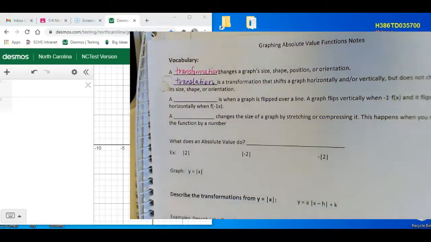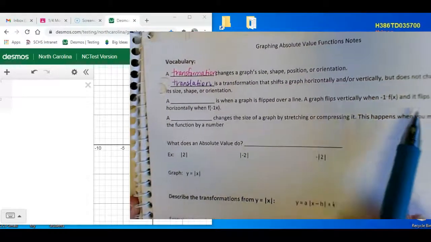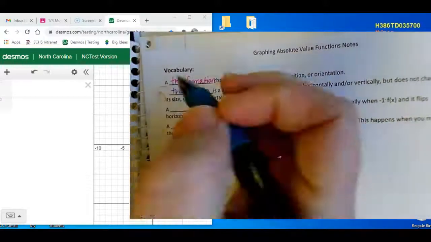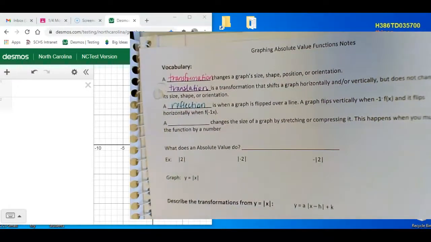Okay, the next one says that it's when a graph is flipped over a line. And it talks about how we can flip it vertically and we can also flip it horizontally. This is called a reflection. So a reflection is like when you have a graph and then you flip it over something, depending on whatever it is you want to flip it over.